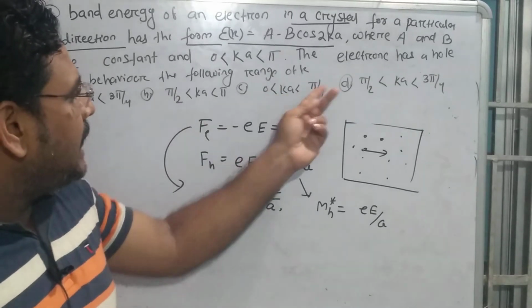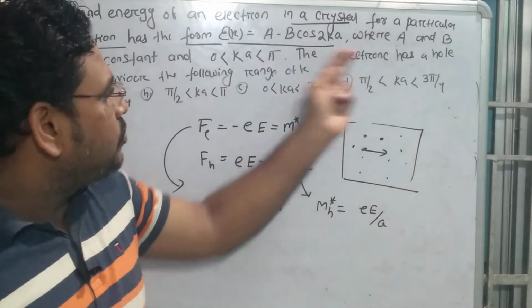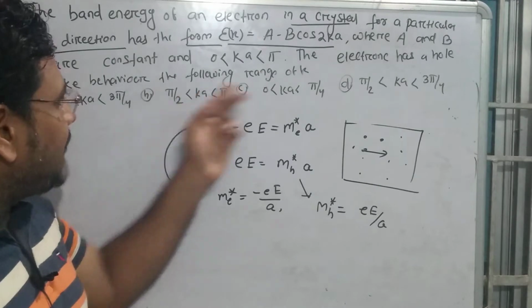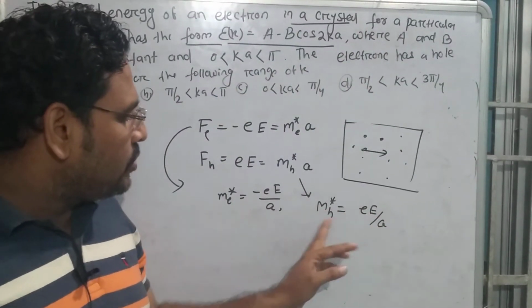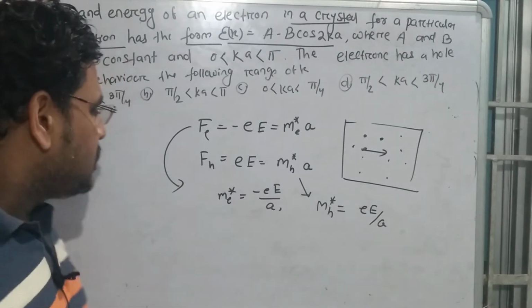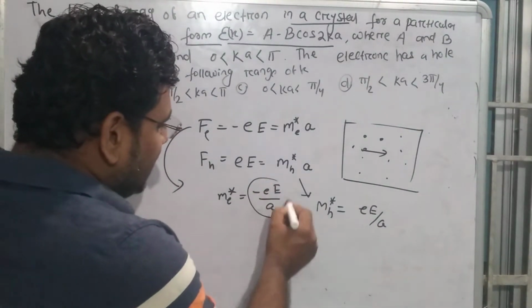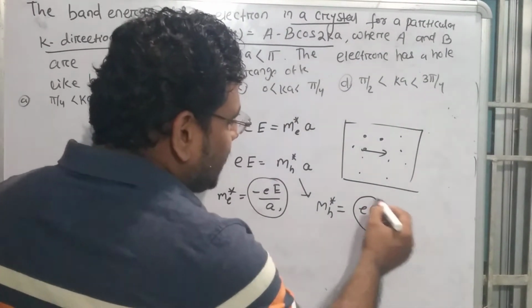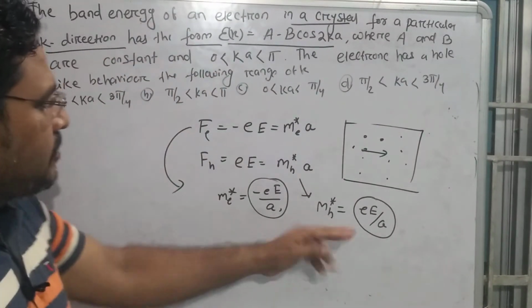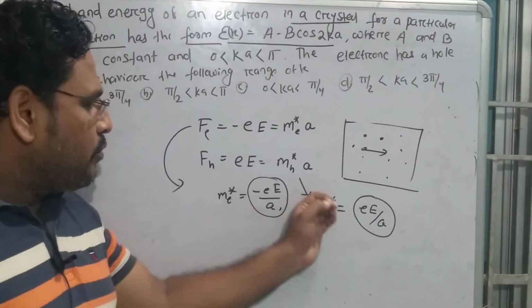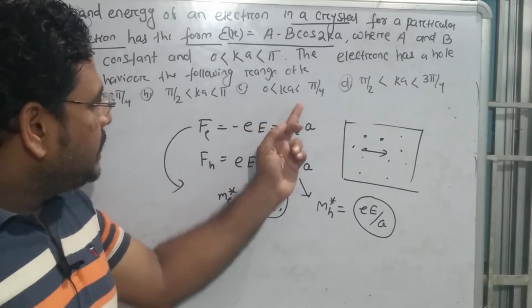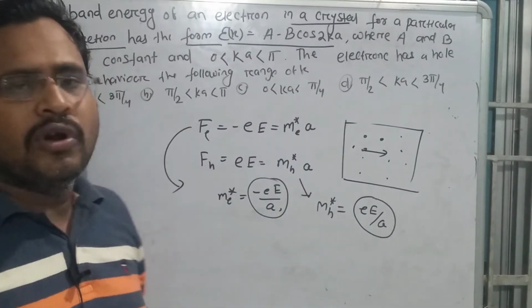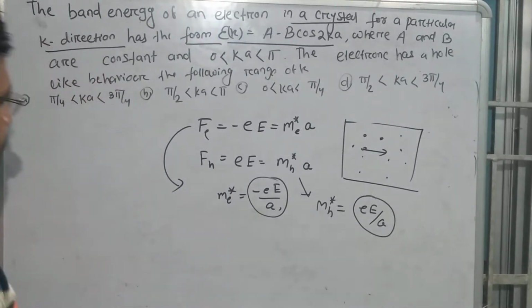So in the question we have to find out in which range of Ka the electron will behave like a hole. That means the effective mass of the electron will be equal to the effective mass of the hole. You can see there is a negative sign difference between the effective mass of the hole and the effective mass of the electron. That means we have to find the range of k in which the effective mass of the electron is a negative quantity.